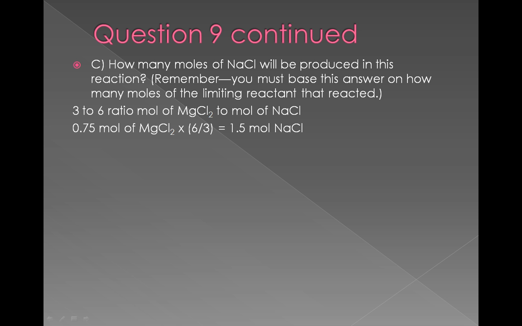Part C asks you how many moles of NaCl will be produced in this reaction, and again you're basing this off of part A and B. Since there's a 3:6 ratio of moles of MgCl2 to moles of NaCl, you're going to multiply the 0.75 moles of MgCl2 given to you at the very beginning by 6/3 or 2, and that gives you 1.5 moles of NaCl.